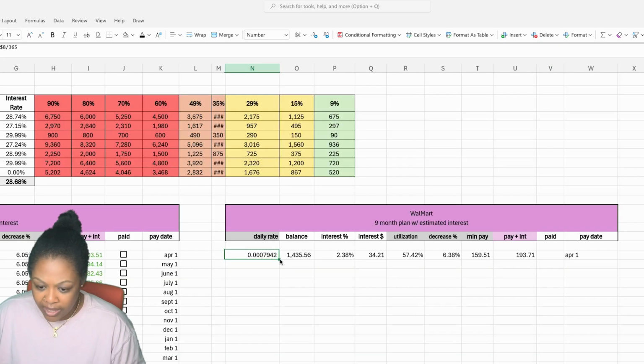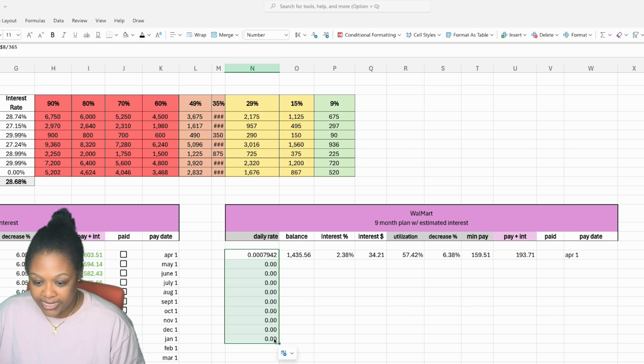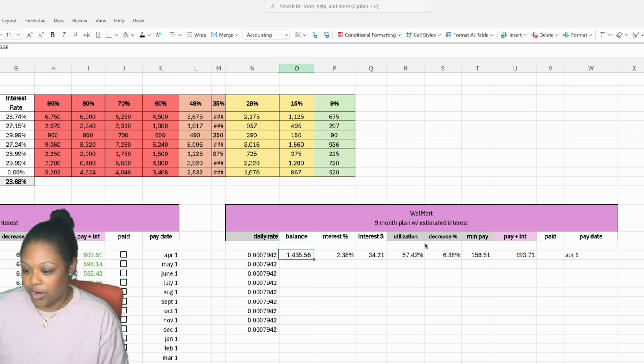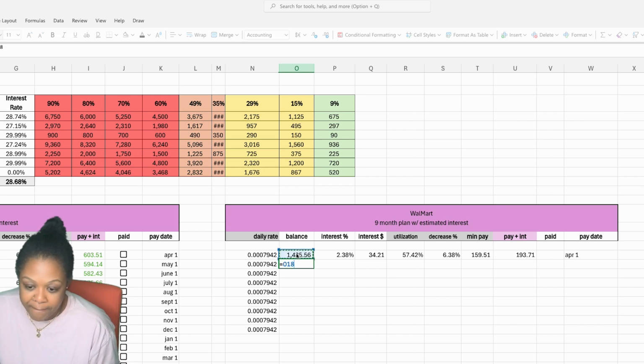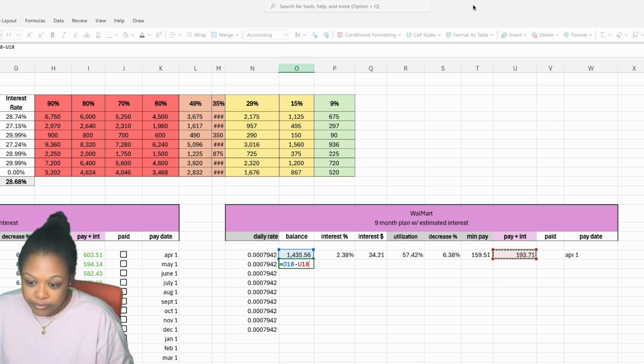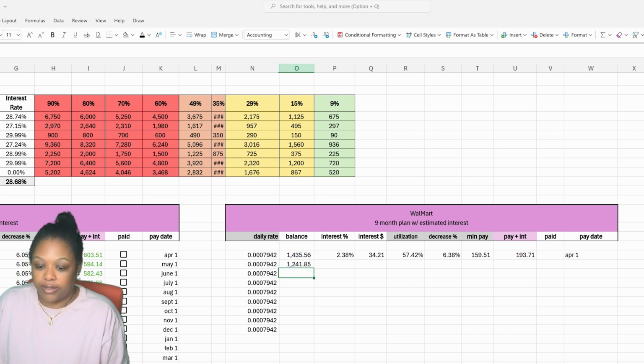We're gonna go down to the daily rate column, the next one, and we're gonna drag that down until we have 9 months. Oh, I almost had it. And like I said, this card doesn't have any recurring charges set up to go to it, so the balance is easy to predict. So I'm just going to take my balance minus my payment that I made. And we don't need to anchor any of that down.